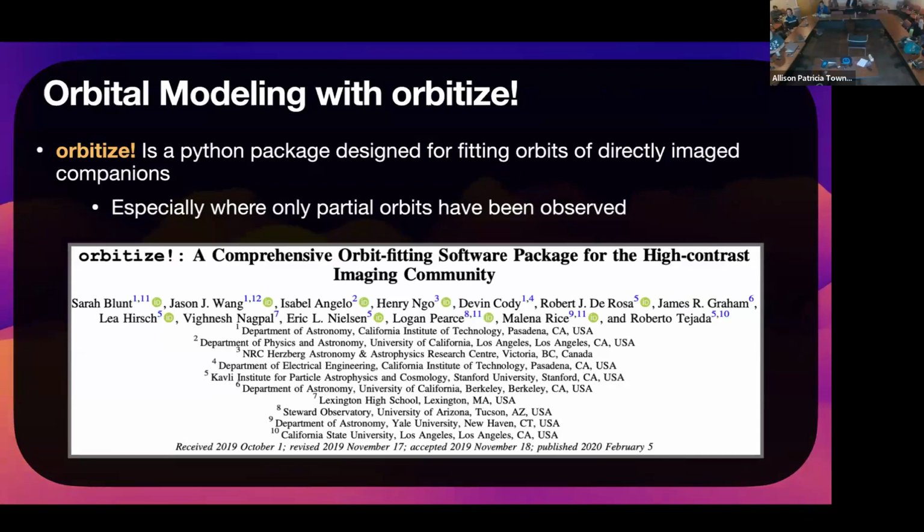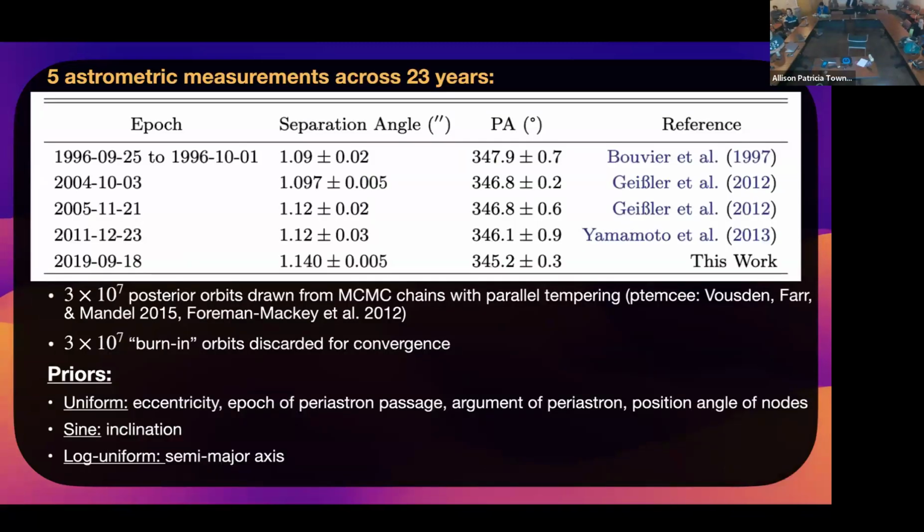If you've only observed part of it, there's going to be a distribution of possible orbits which fit the observed astrometry. And we had 4 prior epochs of relative astrometry that this companion was observed at by other teams, dating back to 1997. So in this case, 23 years baseline of relative astrometry. You can see those results summarized in this table here. And fitting orbits to these values, we fit 30 million orbits.